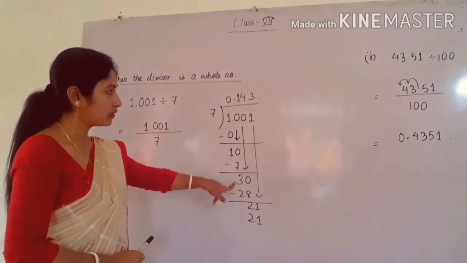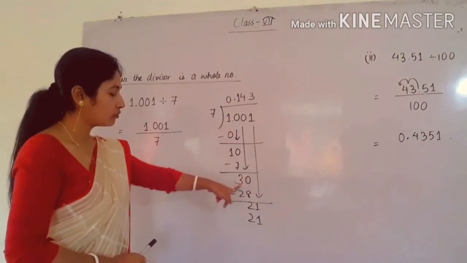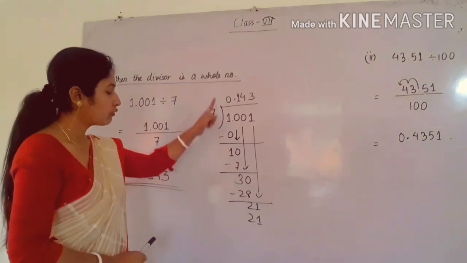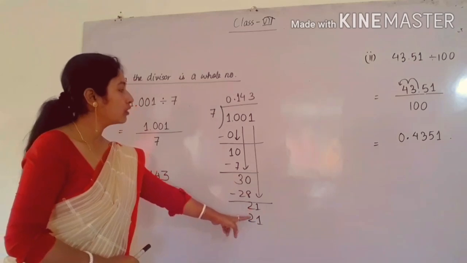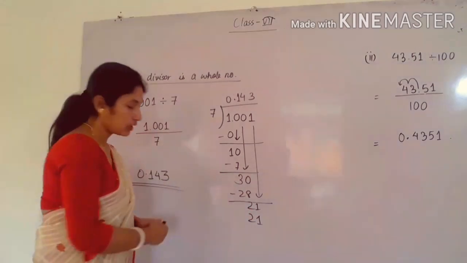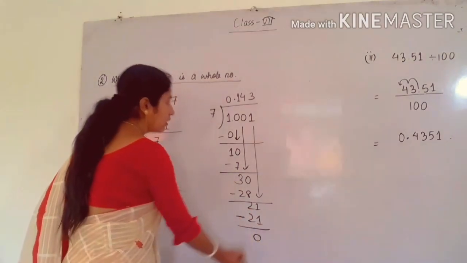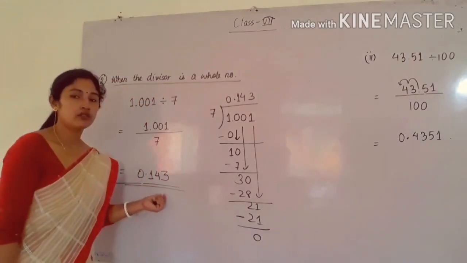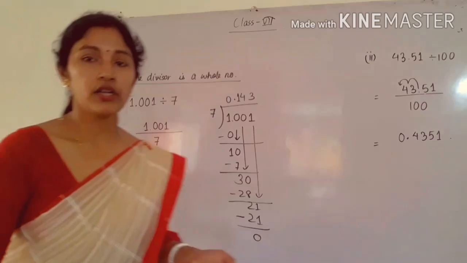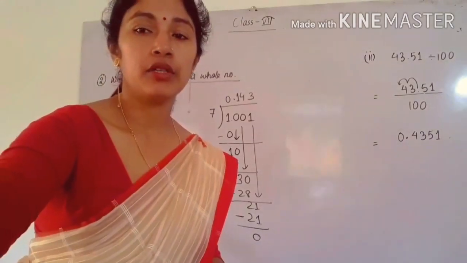So 7 ones are 7. 10 minus 7 will be 3. After that 0 comes down, so 30. Then 7 fours are 28. 30 minus 28 will be 2. Then 1 comes down. Then 7 threes are 21, and the remainder will be 0. So our final answer is 0.143.